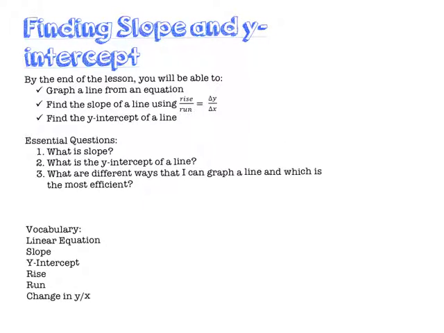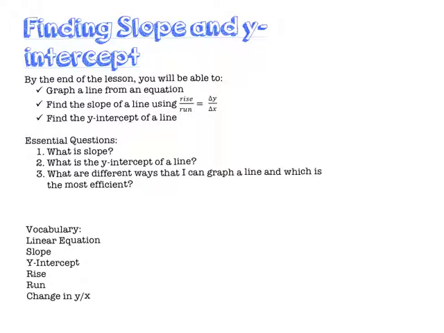But by the end of this lesson, you'll be able to graph a line from an equation, find the slope of a line using rise over run, or change in y over change in x, and find the y-intercept of a line. Essential questions that we'll be discussing as we go through: what is slope? What is the y-intercept of a line? What are different ways that I can graph a line? And which is the most efficient way to do that?